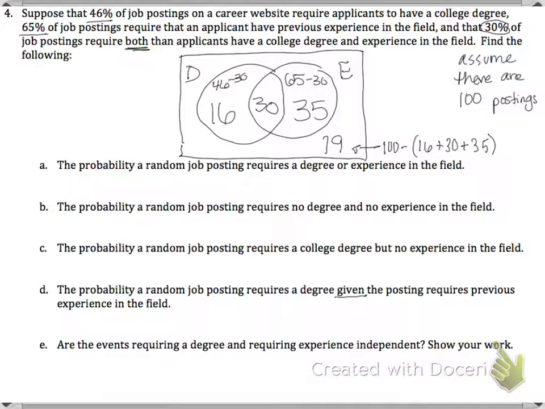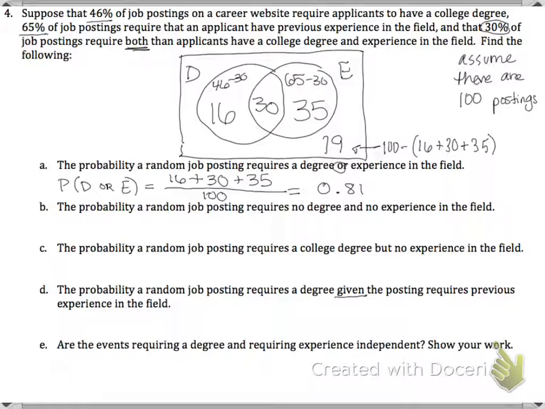The probability a job posting requires a degree or experience in the field. So the word or is addition. So degree or experience. So I'm going to take all of the possibilities. I either only have a degree, or I have a degree and experience, or I have just experience. So the 16 is people who just have a degree. The 30 is people who have both. And the 35 is the people who have just experience. All out of 100. So this means that this is 0.81 or 81 out of 100.